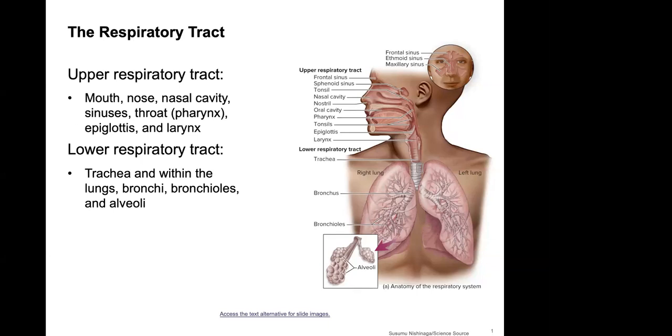The upper is going to be your mouth, nose, nasal cavity, sinuses, throat, which is your pharynx, epiglottis, and the larynx. The lower respiratory tract would be from the trachea downward into the lungs, all the way down to the alveoli.